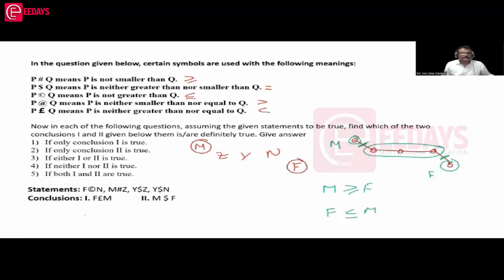Yes, both are valid. In the first case, F is less than M. In the second case, F equal to M. Here, if you compare these two, what happened? This is F is less than or equal to M. Either first conclusion or second one. So what is the answer? Either 1 or 2, which is the required answer. So this is very, very important. Is it clear?